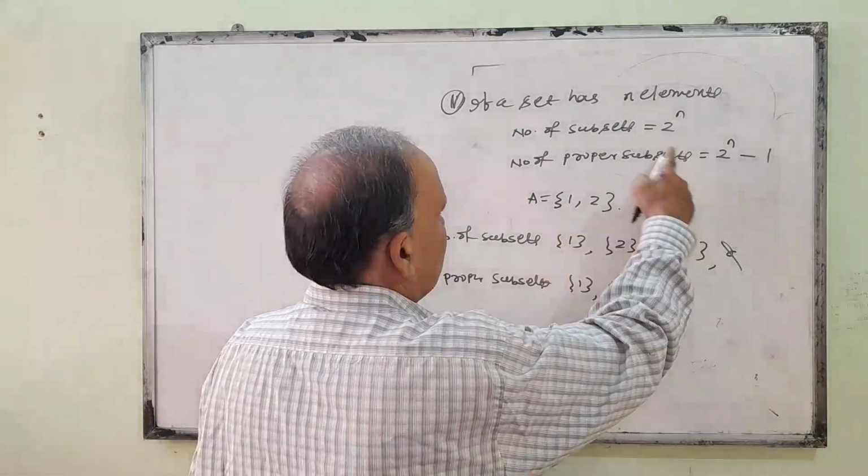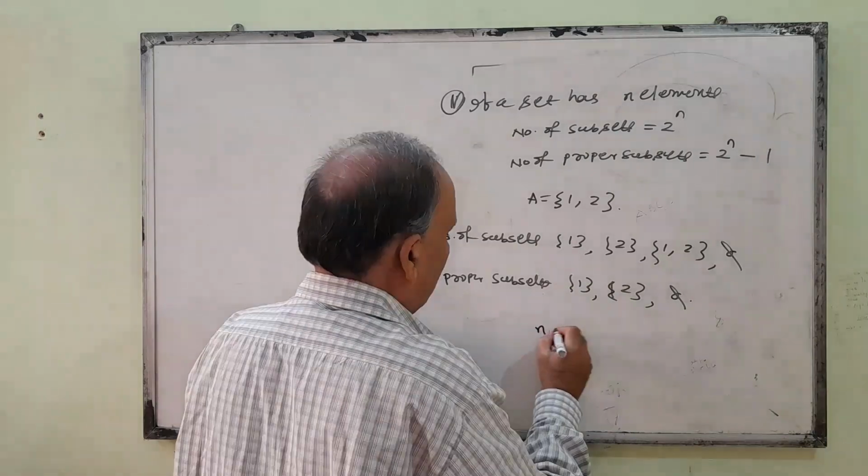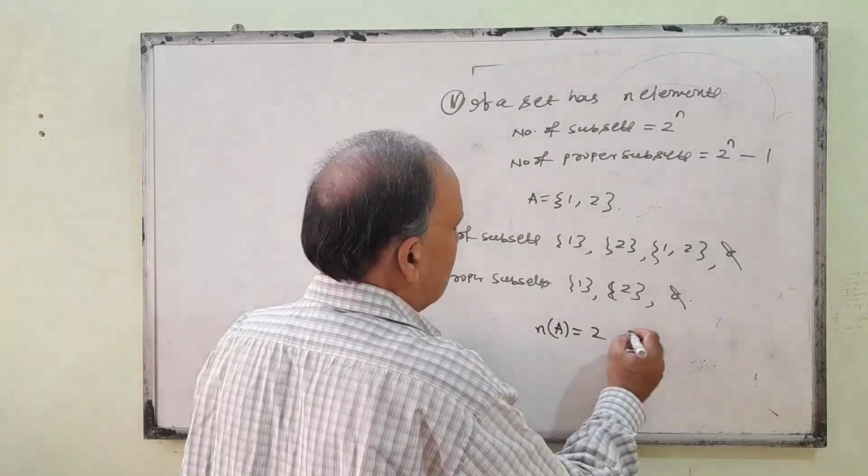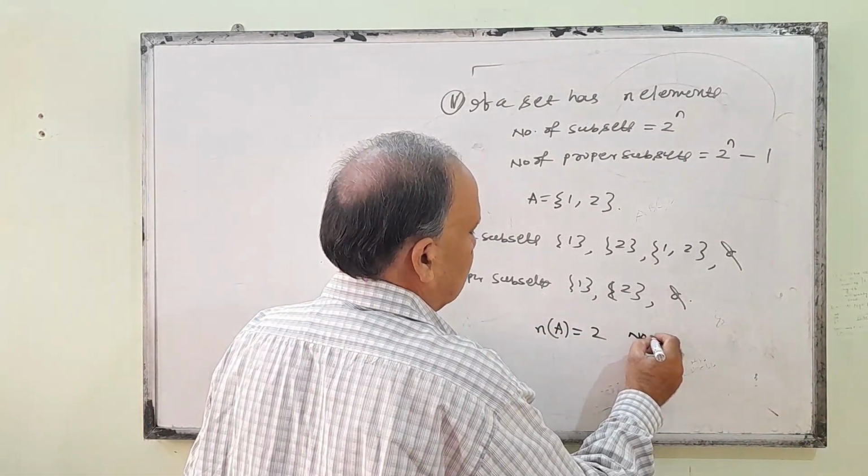That means you see, if a set has order of A equal to 2, so number of subsets, what?